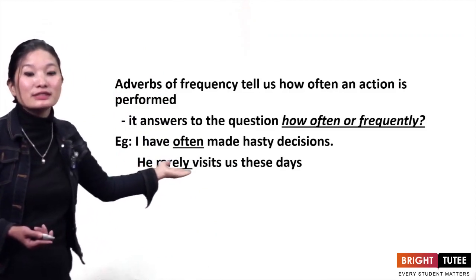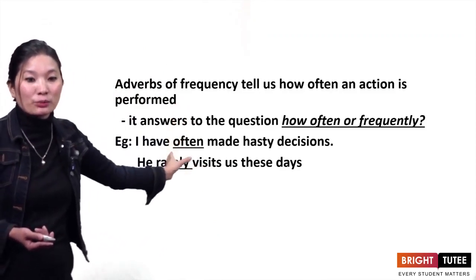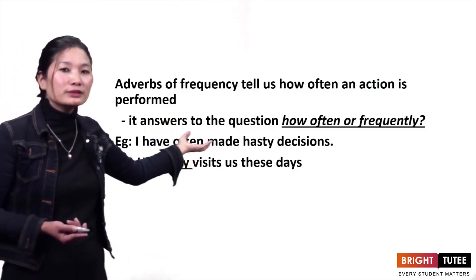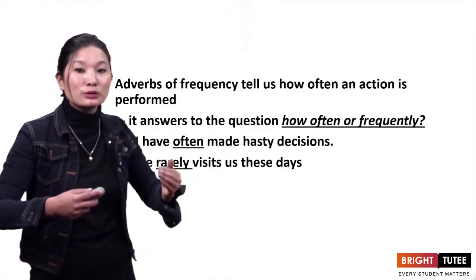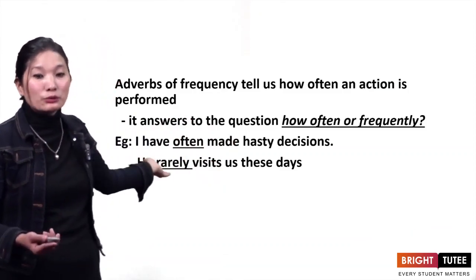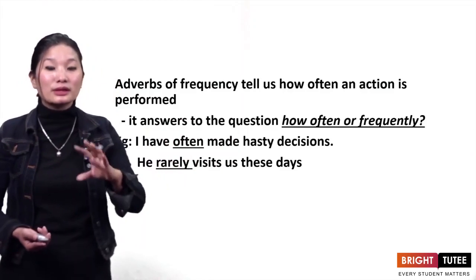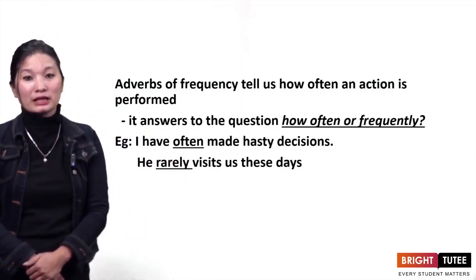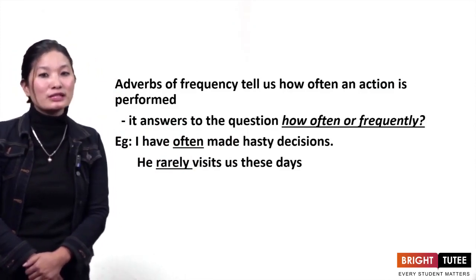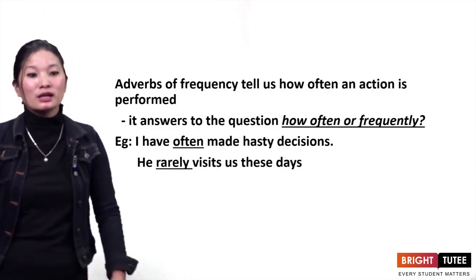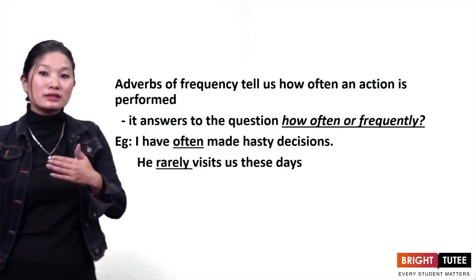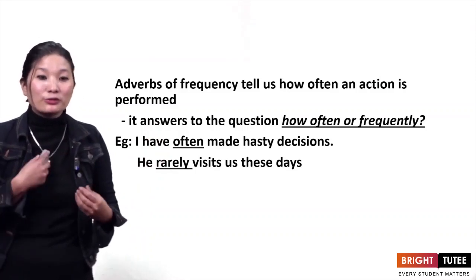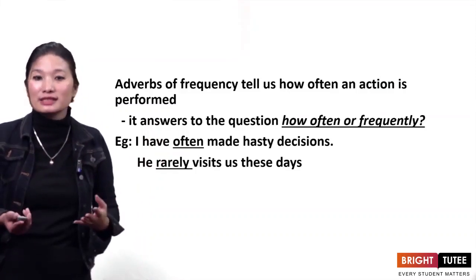Next one, he rarely visits us these days. Rarely and often are opposites, okay? We call it antonyms. Antonyms means opposite words. Often means regularly, not every day, but on a regular basis. And rarely means hardly. The other word for rarely will be hardly. He hardly visits us these days. If your friend is your neighbor and you are always playing together every single day after school, but after shifting their residence, maybe your friend hardly visits you and you feel bad about that, isn't it? That means he rarely visits us these days.